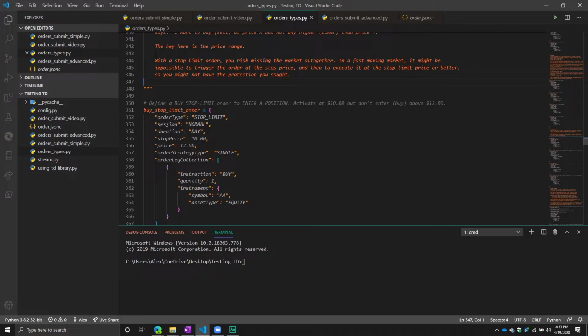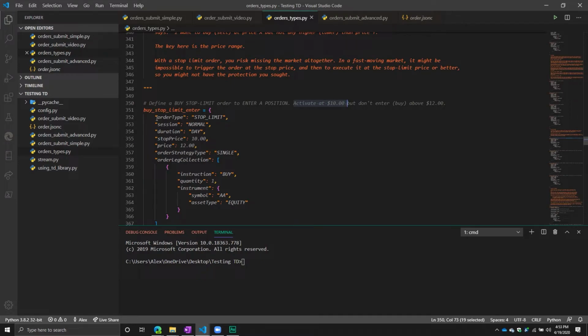So in this situation, if I want to define a stop limit order to enter a position, I can say activate at 10, but don't enter, so don't buy above 12. Because once it's above 12, like, you know what, I don't want to get into that thing. I think it's going to go back down.